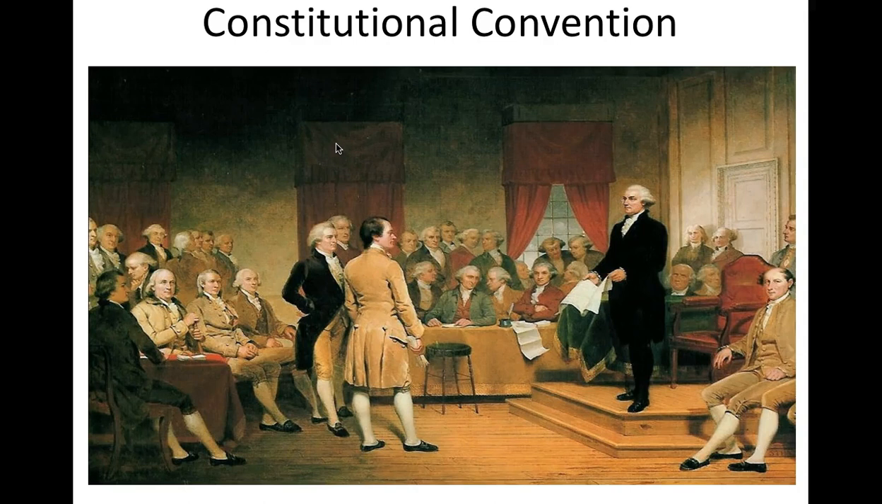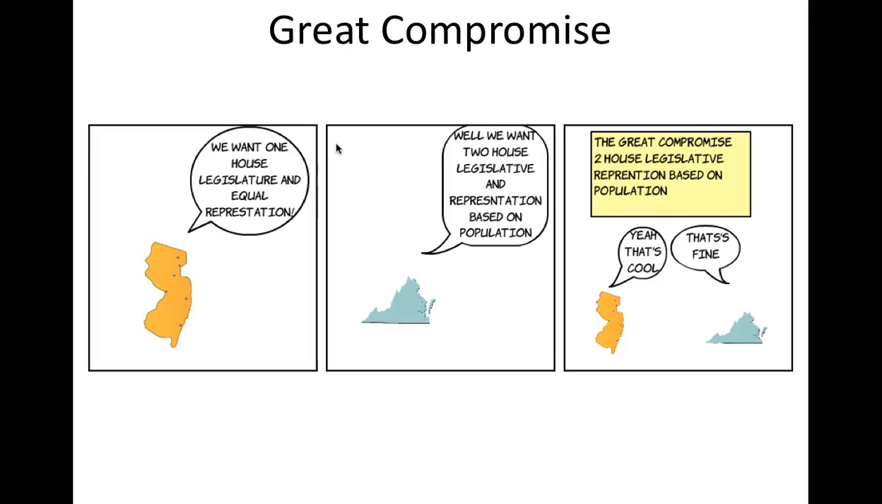During the Constitutional Convention, there were some issues that came up between different states and different groups of people for how the Constitution should be written. The first issue is the Great Compromise. The Great Compromise is in reference to how we got our Congress or our legislative branch.